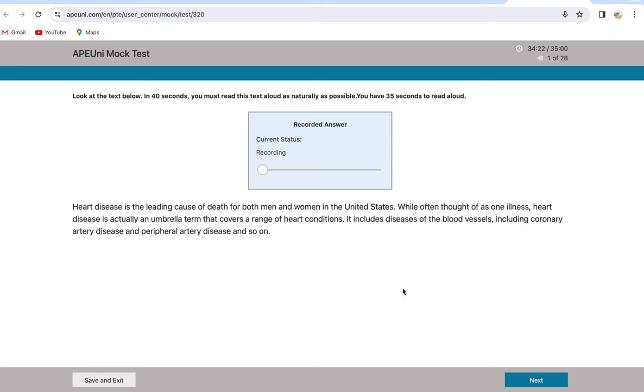Heart disease is the leading cause of death for both men and women in the United States. While often thought of as one illness, heart disease is actually an umbrella term that covers a range of heart conditions. It includes diseases of the blood vessels, including coronary artery disease and peripheral artery disease, and so on.